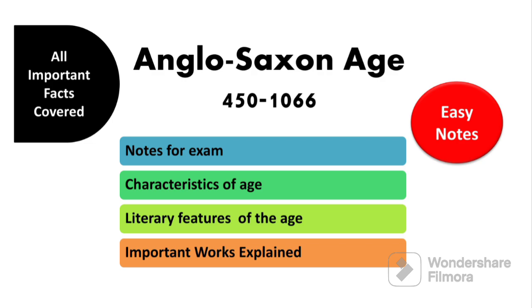in three parts. First, we will discuss the characteristics of the age and literary features of the age, which means what were the literary techniques and what was the literary forms that the Anglo-Saxons followed. And the third part would be the important works which were produced during that age.